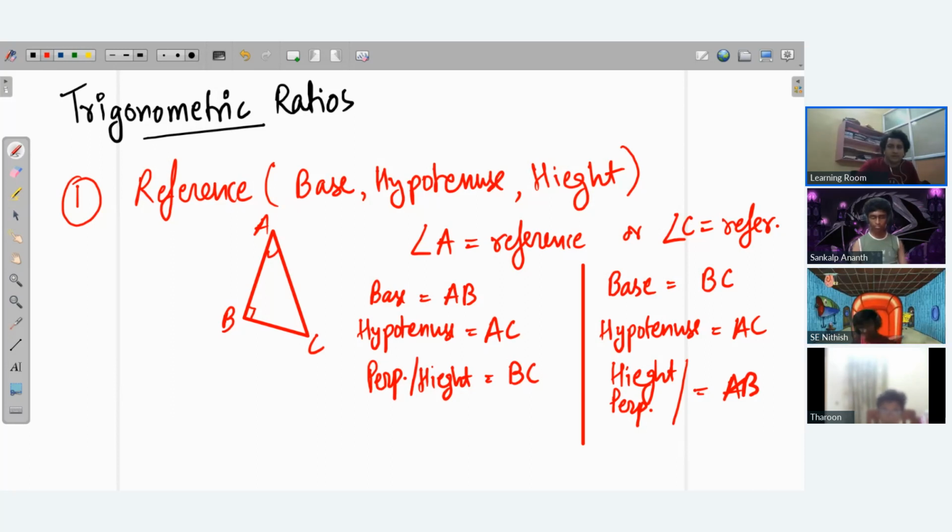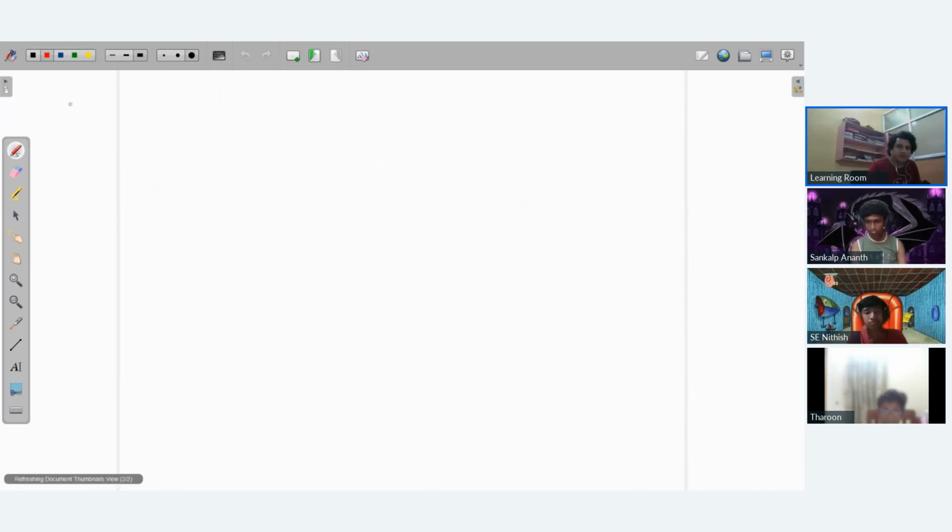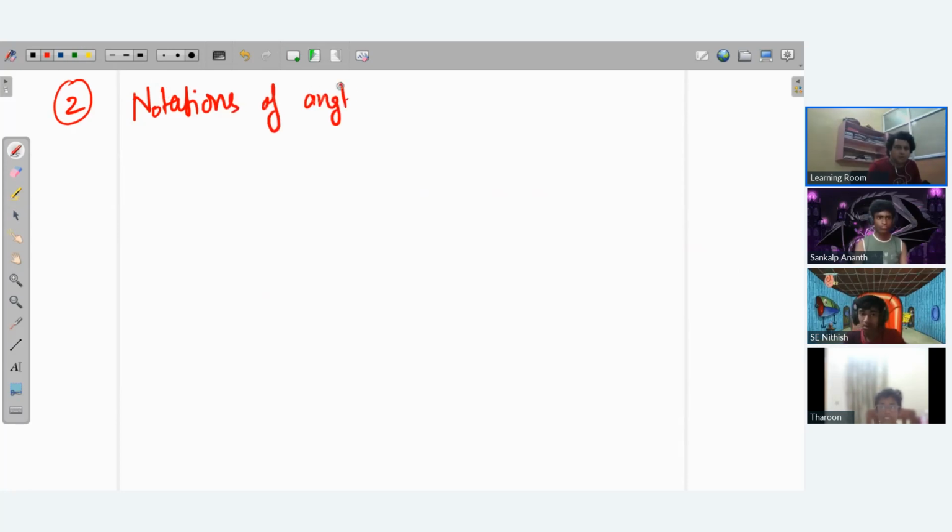Okay, great. Now let's see some notations. The second thing with respect to this is notations of angle. Nitish, I think you need to mute your mic.